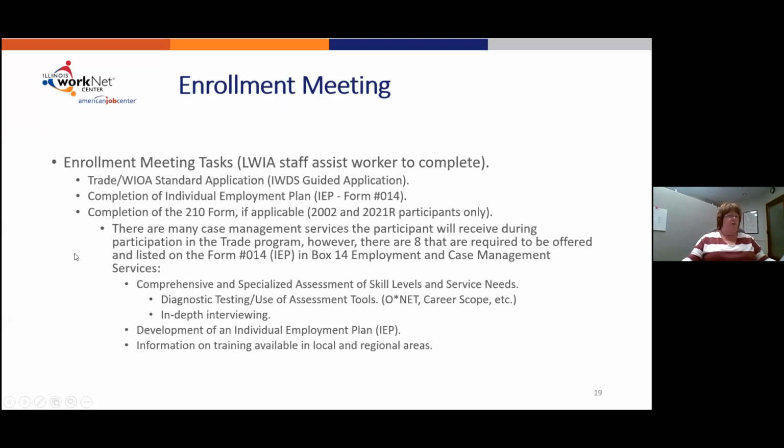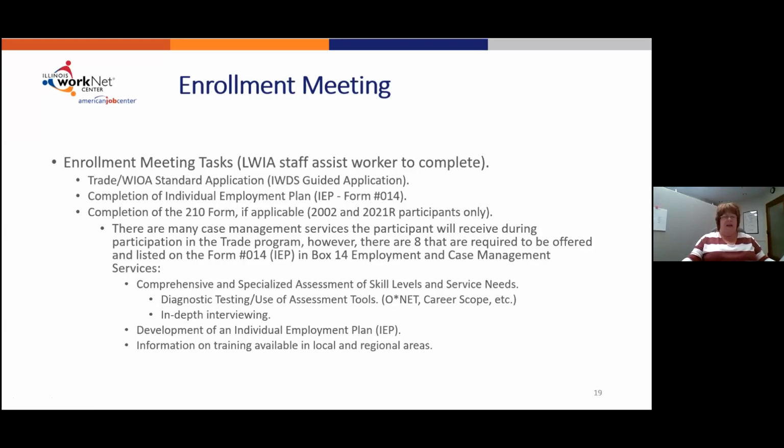are you're going to do that trade WIOA standard application. It's called the IWDS guided application. You're going to complete the individual employment plan, the IEP, Form 14, and you're going to complete the 210 form if it's applicable, and that's only for 2002 and 2021 participants. So just keep that in mind. And then there's case management services that have to be provided to the participants.